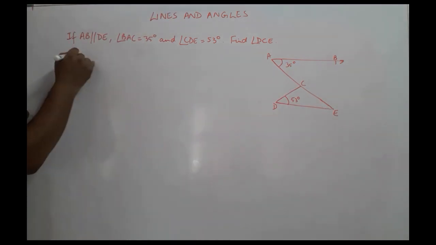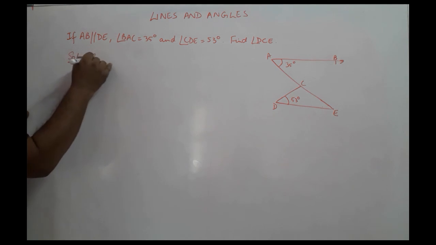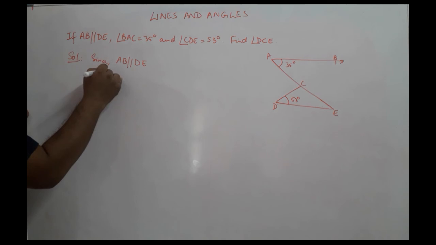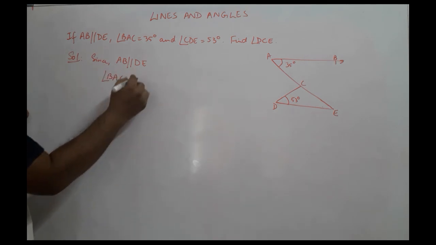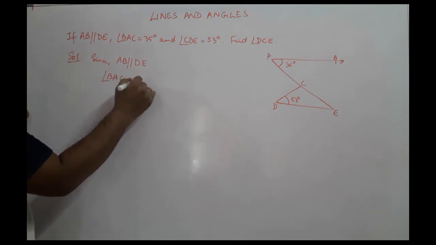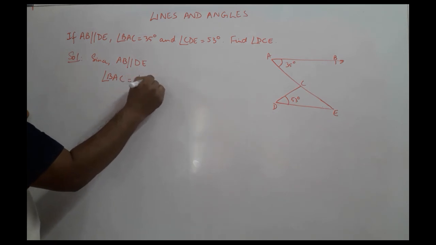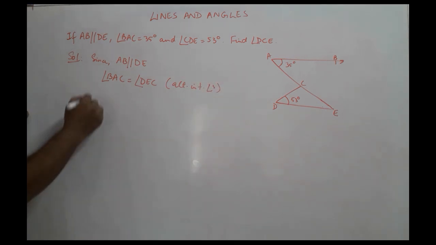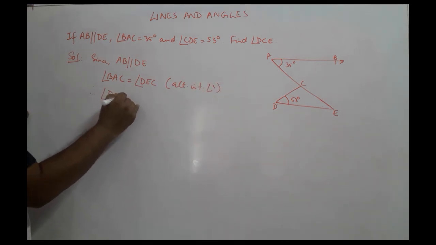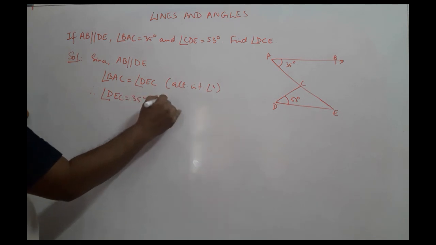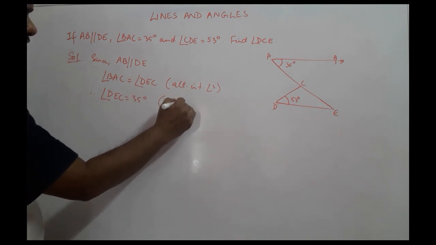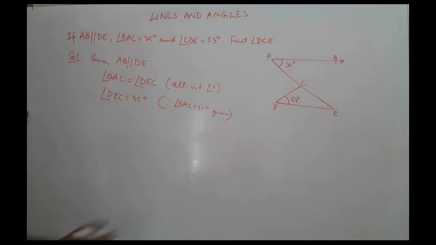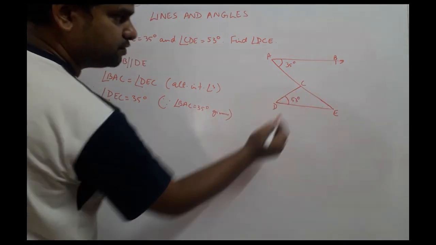So we can say solution, since AB is parallel to DE, angle BAC is equal to angle DEC, alternate interior angles. Therefore, angle DEC is equal to 35 degrees since angle BAC is equal to 35 degrees, given. We've got this one, we've got this one, we can get this one using the sum of angle property.